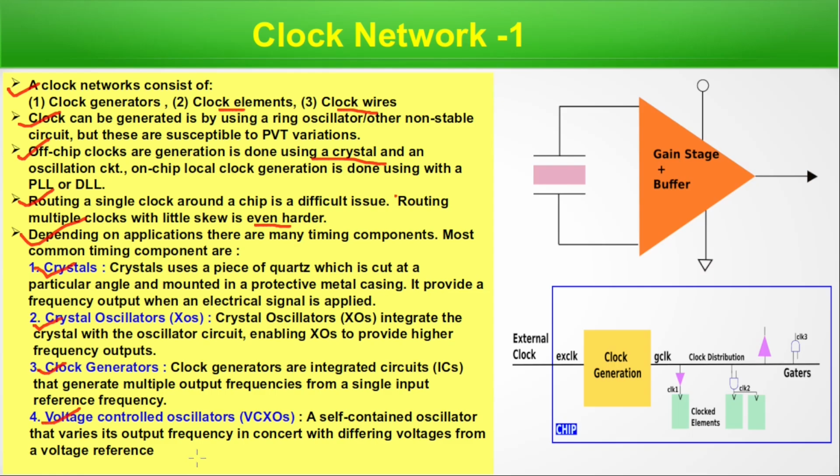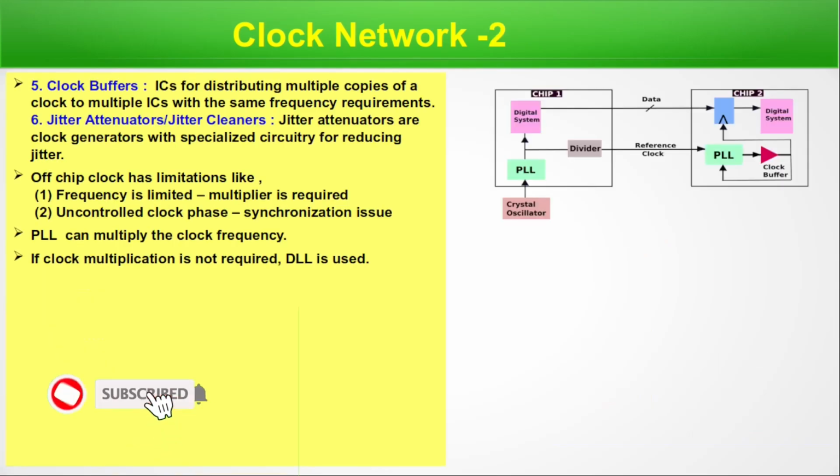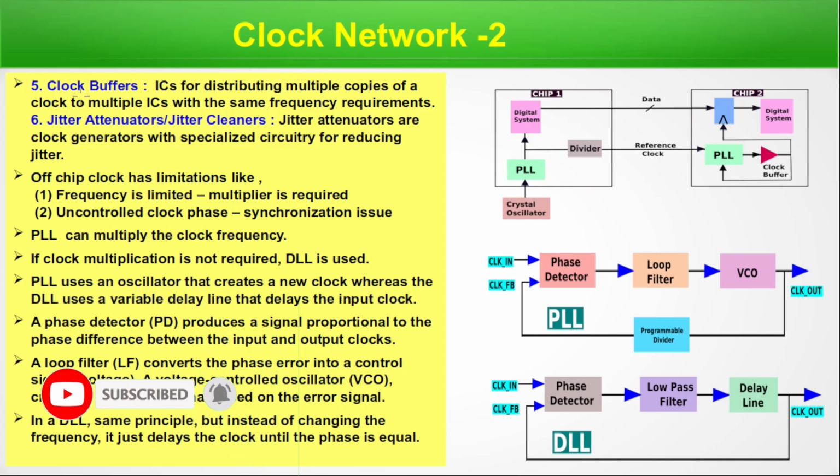More parts are there. We will move to the next slide. Two more components are clock buffers and jitter attenuators. Buffers are basically ICs for distributing multiple copies of a clock to multiple ICs with the same frequency requirement. And jitter attenuators or jitter cleansers are clock generators with specialized circuitry for reducing jitter.